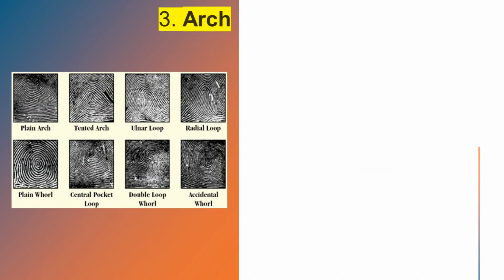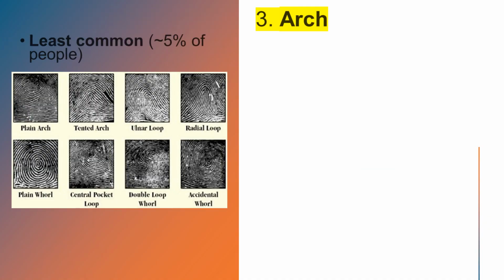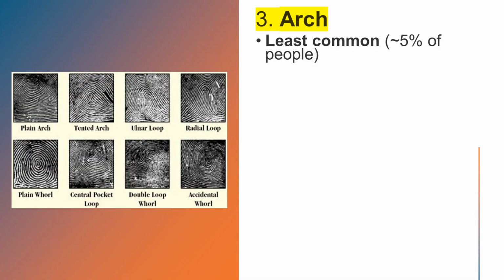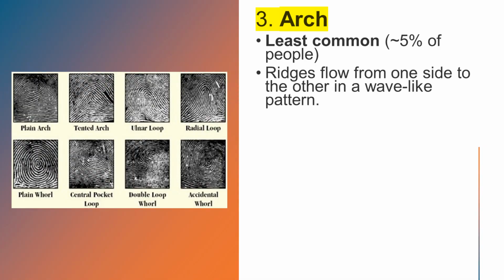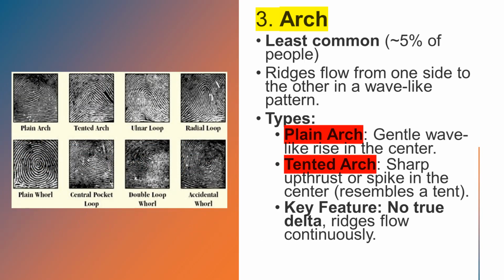3. Arch. Least common, 5% of people. Ridges flow from one side to the other in a wave-like pattern. Types. Plain arch, gentle wave-like rise in the center. Tented arch, sharp upthrust or spike in the center, resembles a tent. Key feature, no true delta, ridges flow continuously.